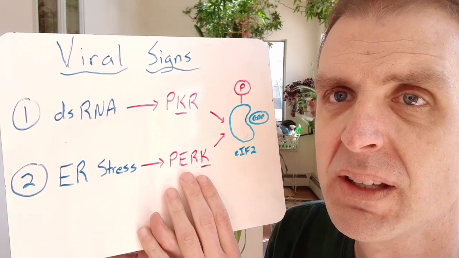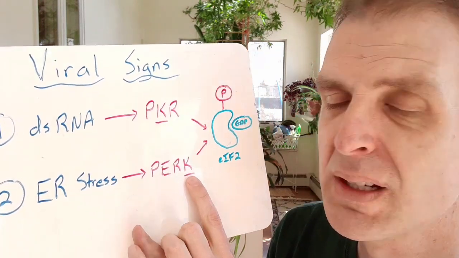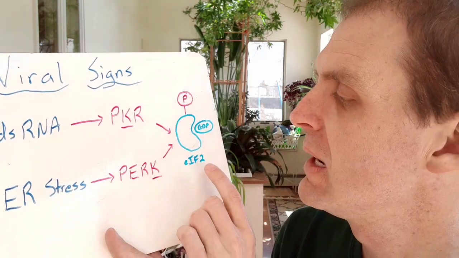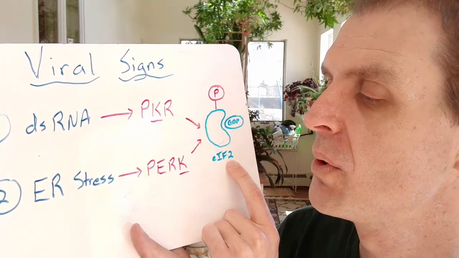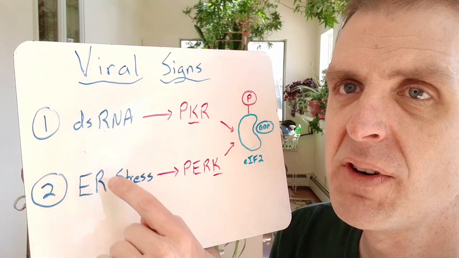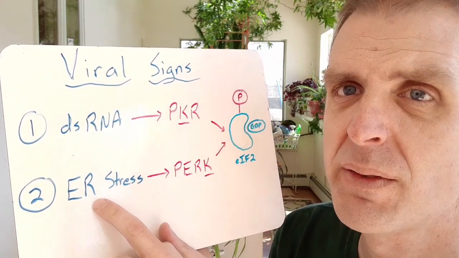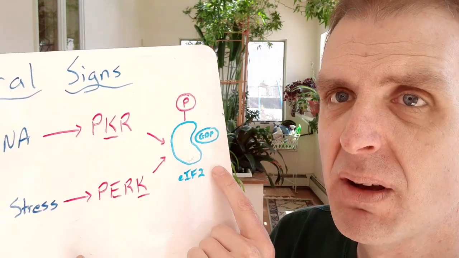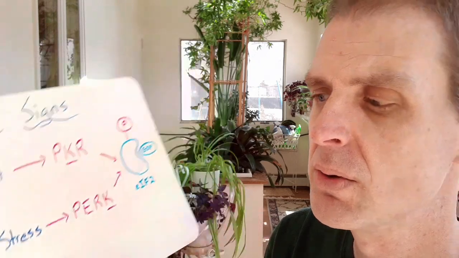And there, that can lead to the activation of a protein called PERK. Again, we've got a K for kinase, and it has the same target. It targets EIF2 for phosphorylation. So we've got two different signs that the cell has been infected with a virus, and it leads to the same final action, which is to phosphorylate EIF2.